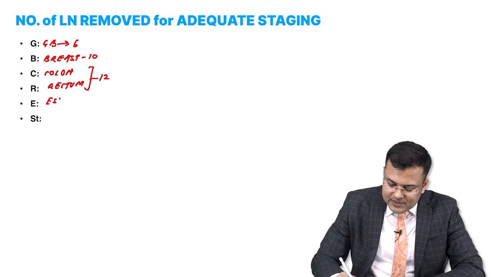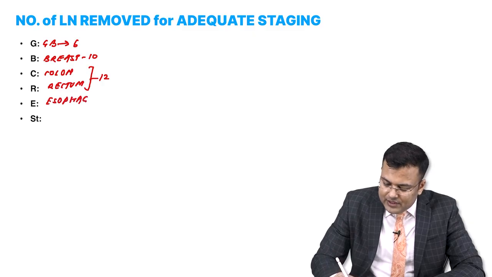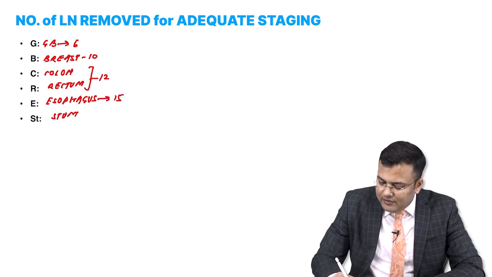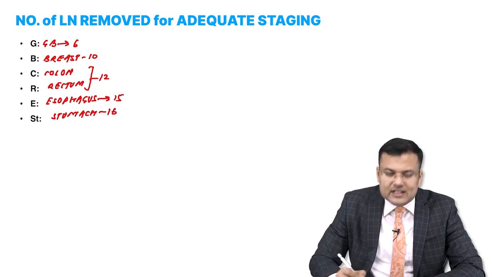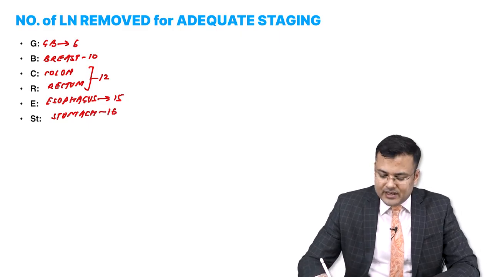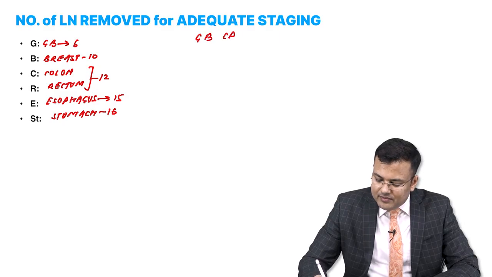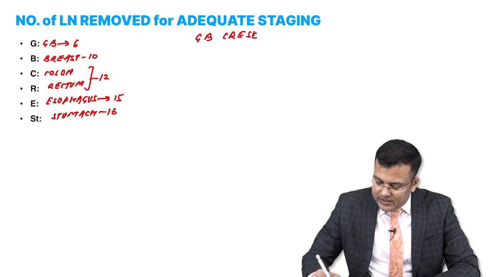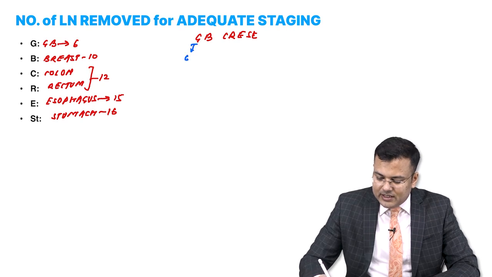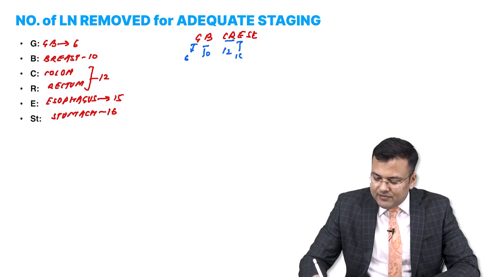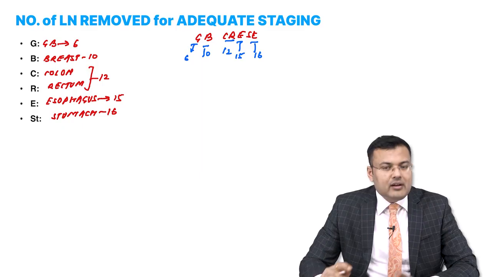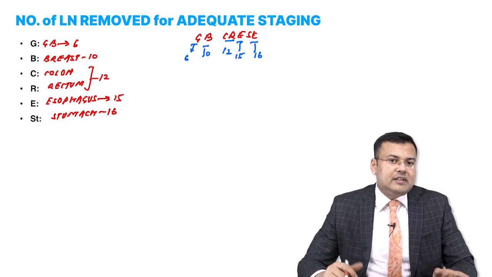So for esophagus, we are going to remove how many lymph nodes? 15. And for stomach, how many lymph nodes? 16. So how to remember? The mnemonic is GB crest. Clear? So this is GB crest. G gallbladder 6, B breast 10, colon rectum 12, esophagus 15, ST stomach 16. Clear? This was a question in one of the latest exams.